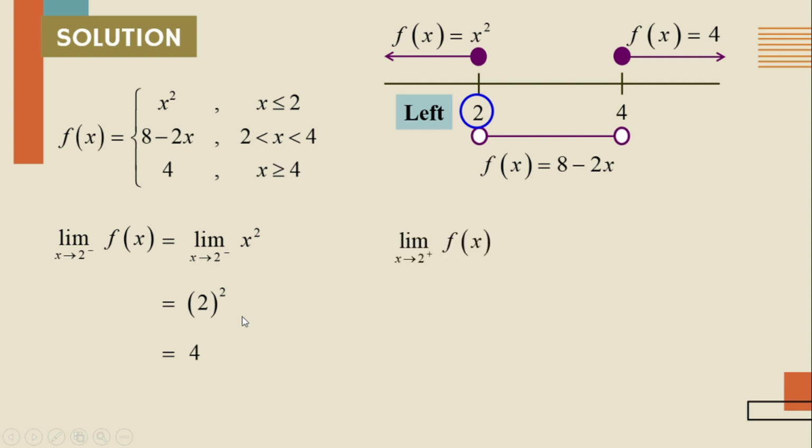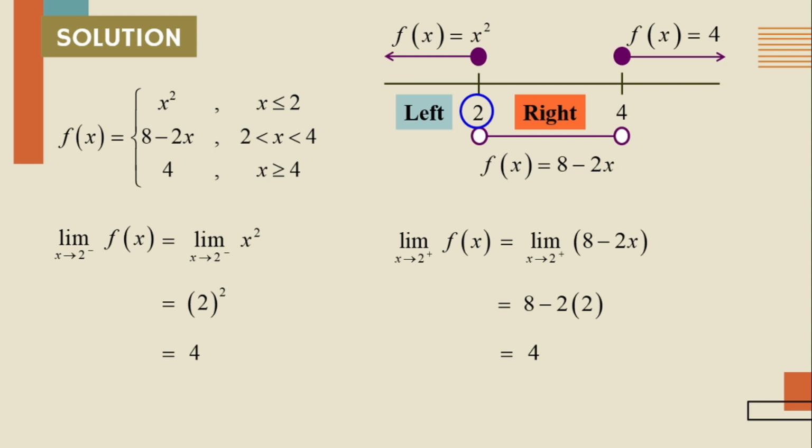Next, we find the limit of f(x) as x approaches 2 from the right. Okay, so we stay on the right of 2 here. And we notice that the function is 8 minus 2x. Okay, so replace f(x) and substitute the value of x. So we obtain 8 minus 2 times 2, or 8 minus 4. So the value of the limit of f(x) as x approaches 2 from the right is 4.